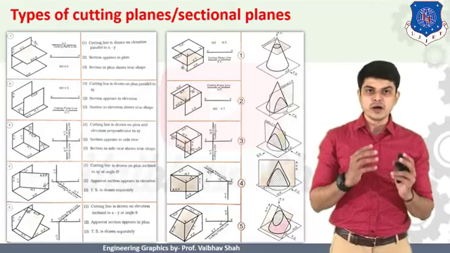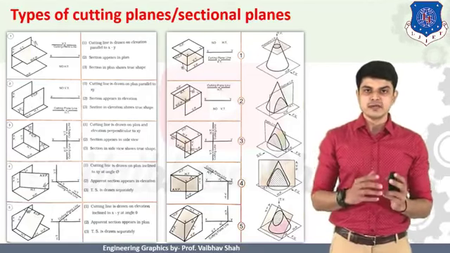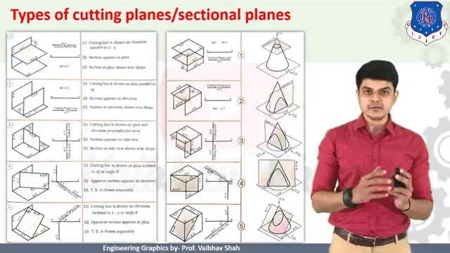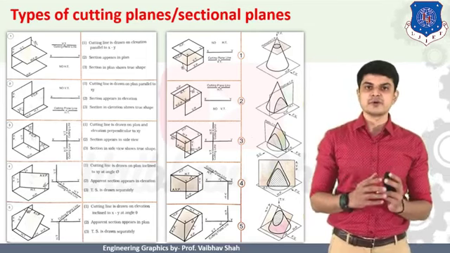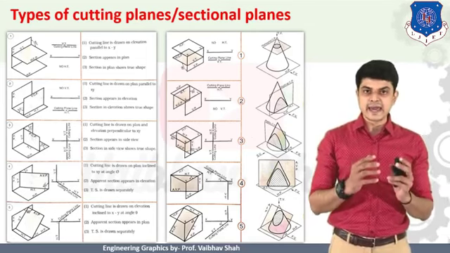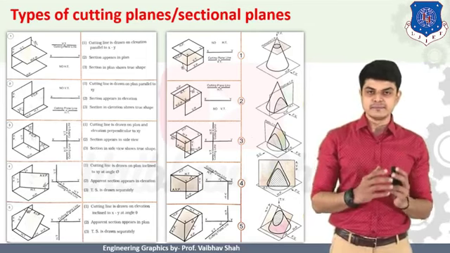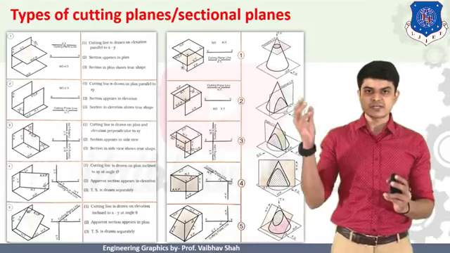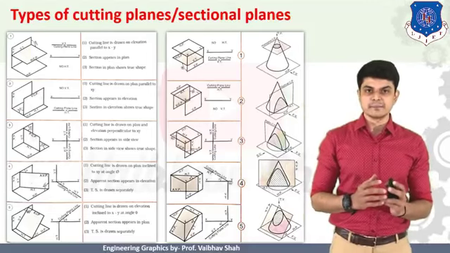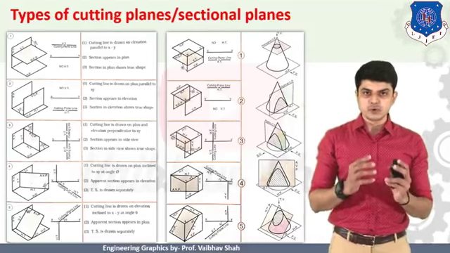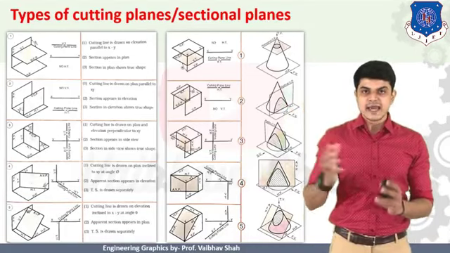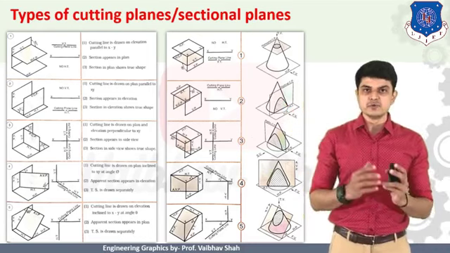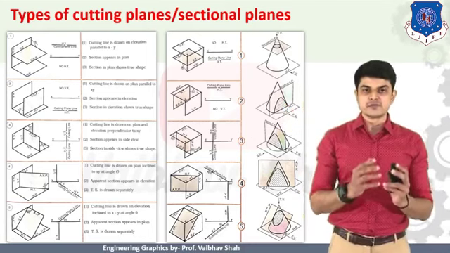Now let us move to the next cutting plane. It is a vertical cutting plane. A cutting plane which is perpendicular to your horizontal plane is known as your vertical cutting plane. So let us try to cut our cone by a vertical cutting plane. When we cut the cone by a vertical cutting plane, the section will look something like this, and it is seen in the front view.